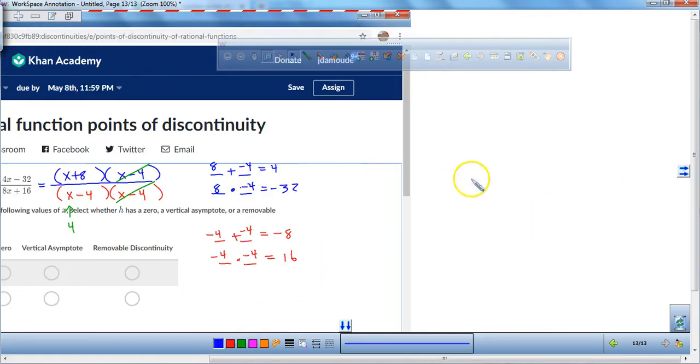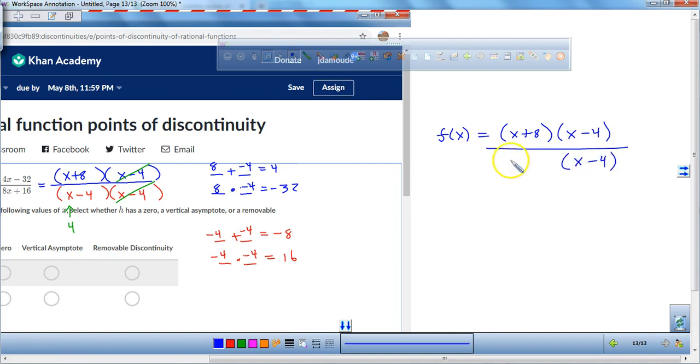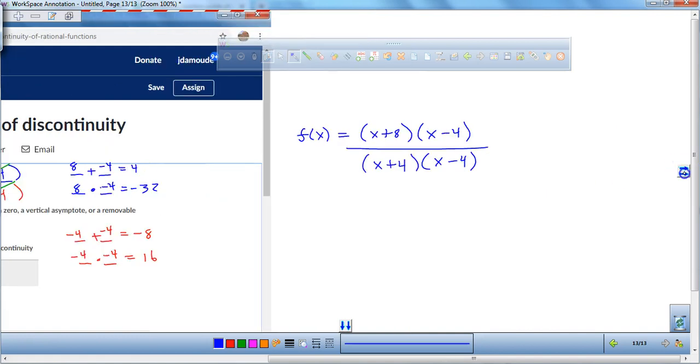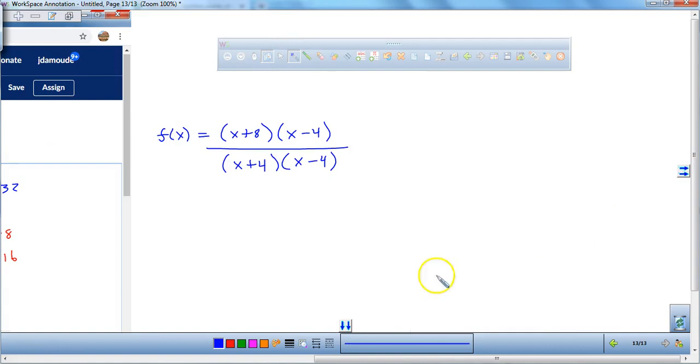Let's say, for example, I'm going to do a different function. I'm going to call it f of x equals. And we're going to use a very similar one, I'm going to put x plus 8, x minus 4. I'm going to leave this as x minus 4. But what if we had, instead of an x minus 4, we had an x plus 4? Then we'd have 3 different things happening in the graph.